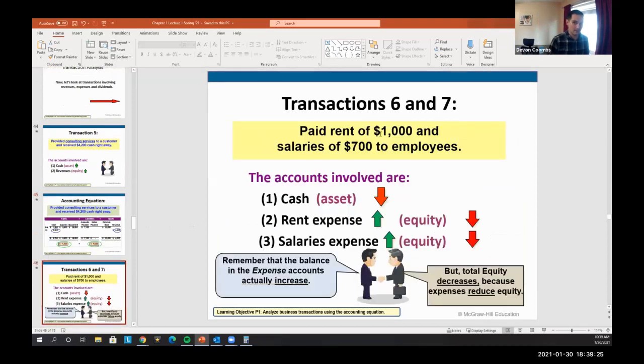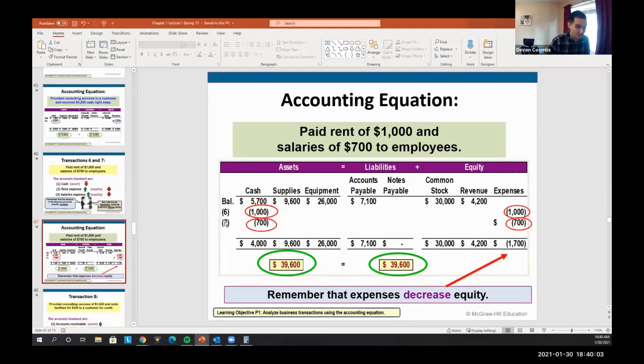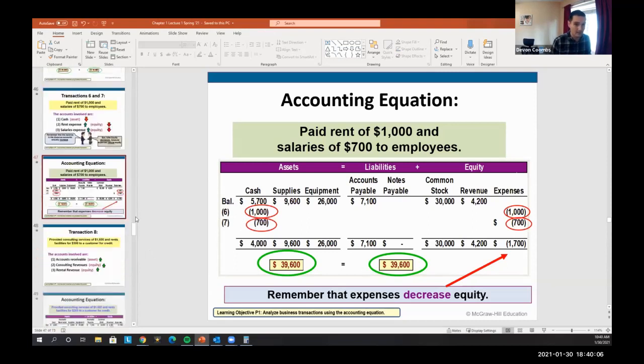But then we had to pay rent. So we paid rent of $1,000 and salaries of $700. Our assets go down for the cash we paid, and then we have expenses for what we used. Expenses match the revenues, right? We didn't prepay the rent. The salary, the services already happened. Our employees already worked. So we have to recognize that expense. Our expenses will be $1,700 and our cash will decrease. These things, 6 and 7, are called footnotes, also what we call in accounting tick marks. We say this is transaction 6, this is transaction 7, so we follow the details.